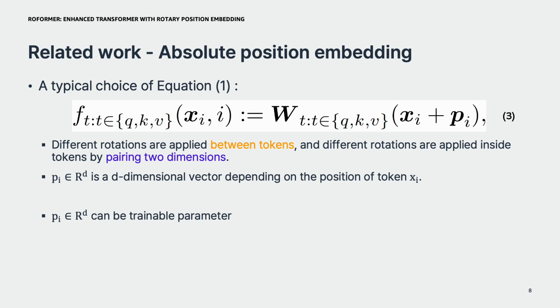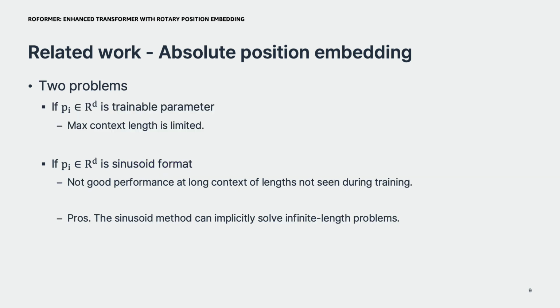The second approach is to make the position information vectors themselves learnable. However, this method has a drawback. It imposes a restriction on the maximum input length. In summary, the two main issues are as follows. If we make the position vector a learnable parameter, the maximum sequence length becomes restricted. If we use the sinusoid format, performance degrades for long contexts with lengths not seen during training. That said, the sinusoid method has a useful property of being able to implicitly handle the infinite length problem, and this idea is later utilized in relative position encoding.